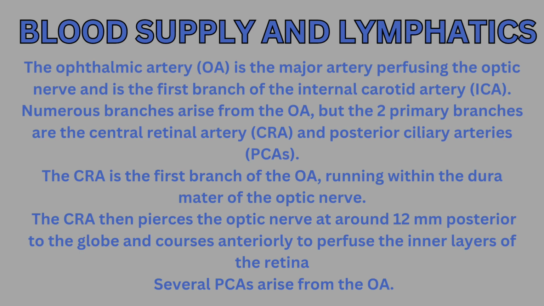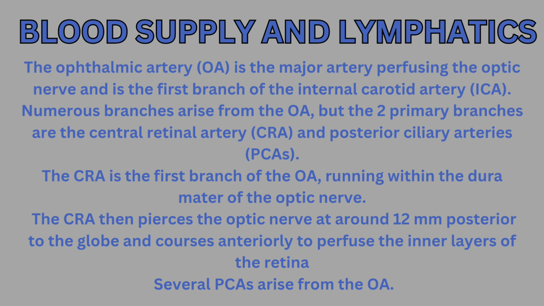The ophthalmic artery, OA, is the major artery perfusing the optic nerve and is the first branch of the internal carotid artery, ICA. Numerous branches arise from the OA, but the two primary branches are the central retinal artery, CRA, and posterior ciliary arteries, PCAs.